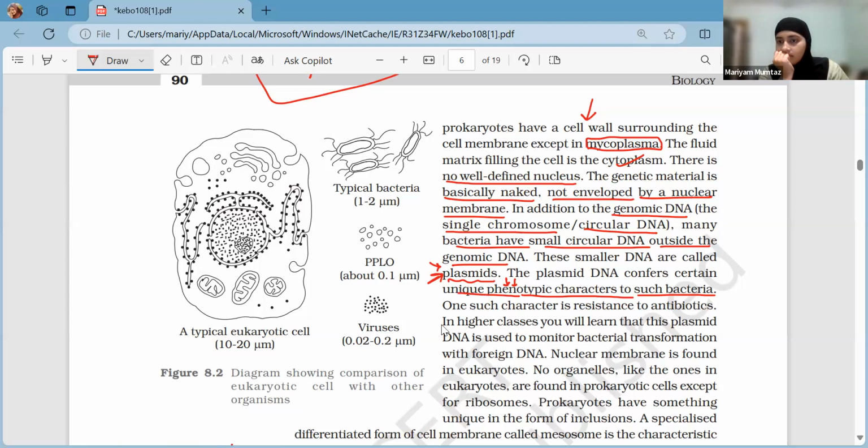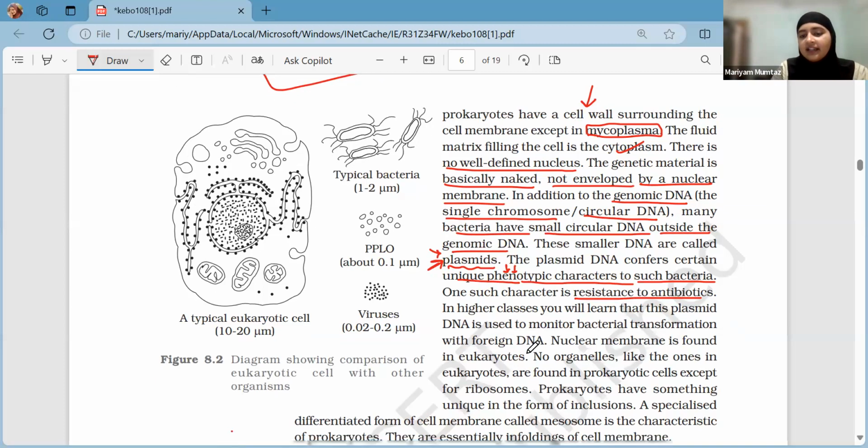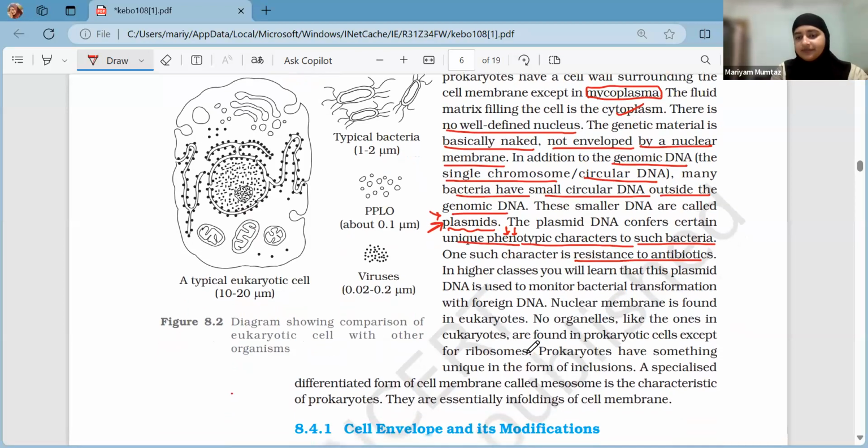Phenotype is the external appearance, and genotype is the genetic makeup. Very good. Now, one such character that is offered by the plasmid is resistance to antibiotics. They are saying that in higher classes, you will study about that. Now, nuclear membrane is found in eukaryotes.